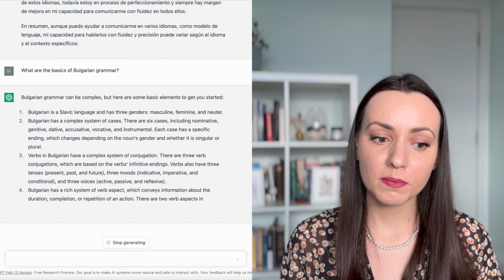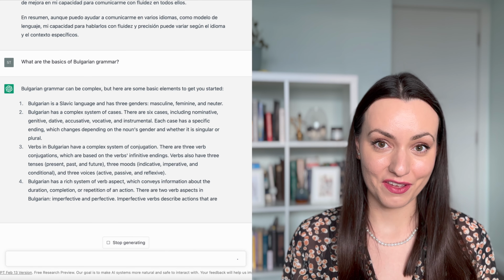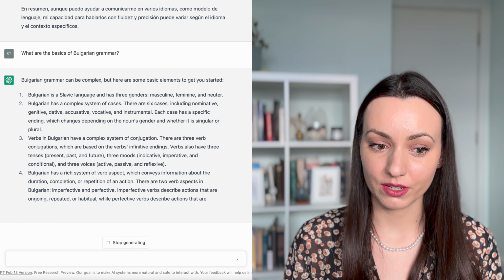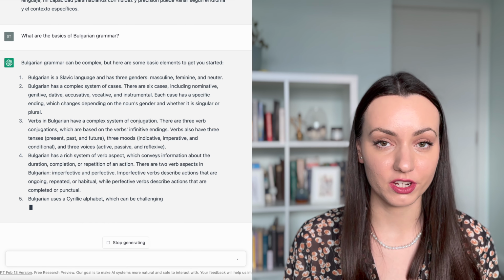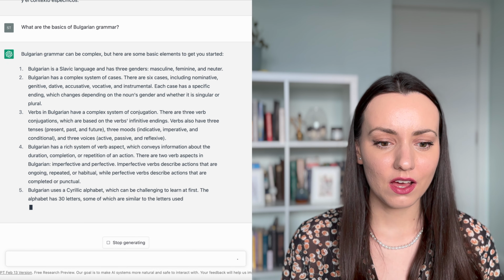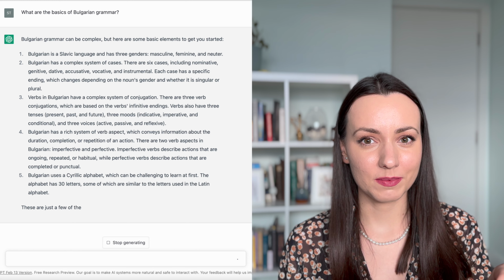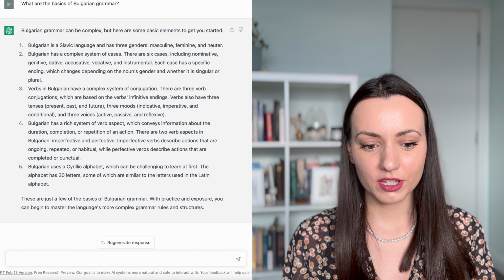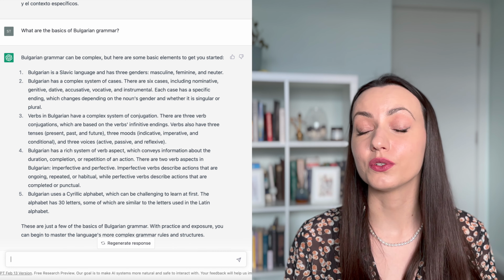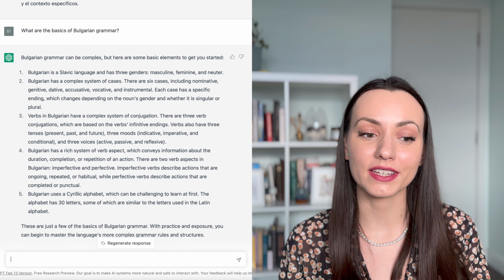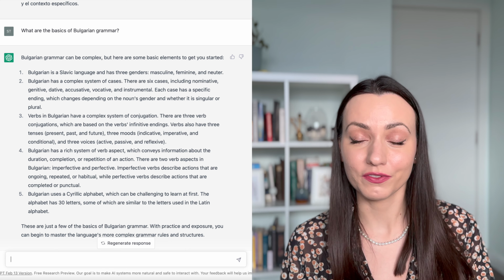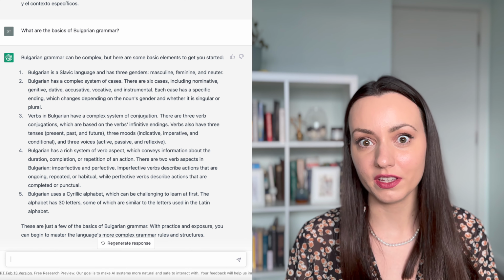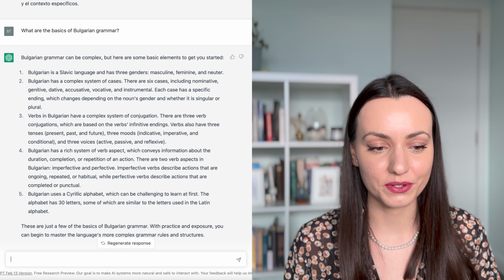But then I asked about Bulgarian grammar, and here's what it gave me. Bulgarian is a Slavic language and has 3 genders, masculine, feminine, and neuter. That's correct. By the way, the reason I'm doing this for Bulgarian is because it's a very obscure language, and I just wanted to see, because for many languages we can't really find good resources, and there could be some of you thinking, perhaps because I have difficulty finding resources, I can talk to ChatGPT and learn that way. No, here's why.